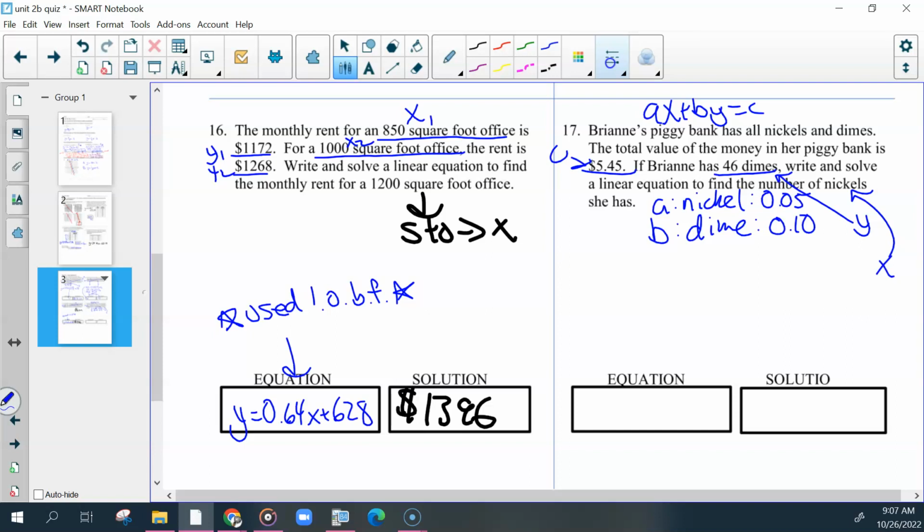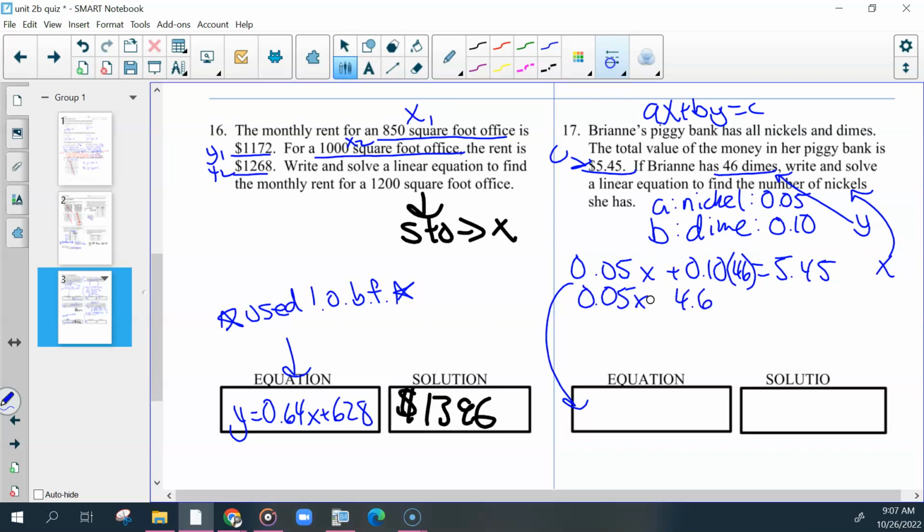Setting up your equation then would be your second. And it would look something like that. 0.5, I'm sorry, I should put in Y. 0.5x plus 0.10 times 46 equals 5.45. And then you can start to solve.